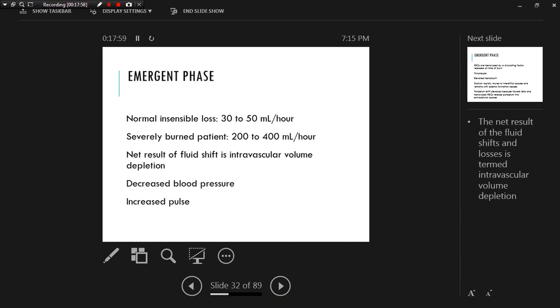Okay. So in the emergent phase, normal insensible loss in a healthy person is somewhere between 30 to 50 mLs per hour. In a burned patient, you're going to see it somewhere between 200 to 400 milliliters per hour. So, like we said, these patients, hypovolemic shock, burn shock, they're obviously going to have low blood pressure, reflex tachycardia.